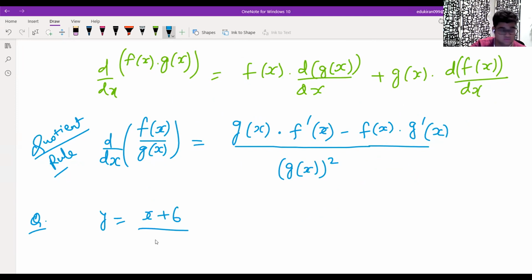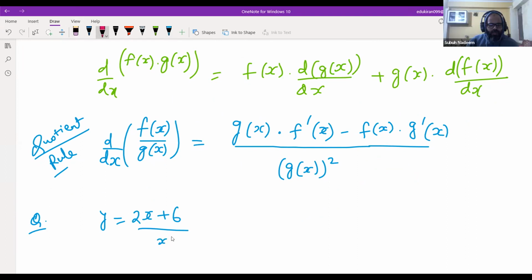By 2x plus 6, sir. In the numerator it is 2x plus 6. And down in the denominator it's x squared, sir. x square. Yeah, 2x plus 6 by x square, that's it.